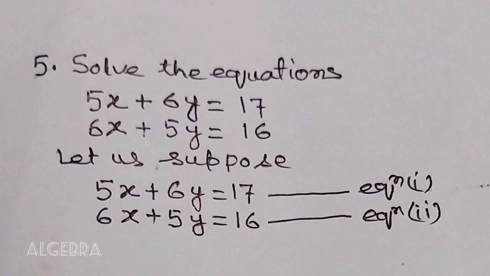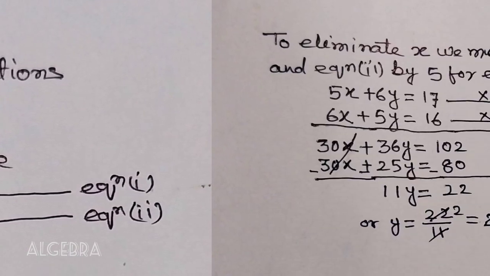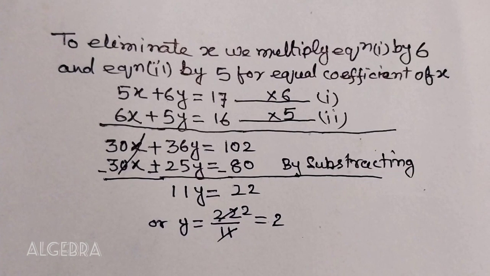Let us suppose 5x plus 6y is equal to 17, equation 1, and 6x plus 5y is equal to 16, equation 2. To eliminate x, we multiply equation 1 by 6 and equation 2 by 5 for equal coefficients of x. So 5x plus 6y is equal to 17 multiplied by 6 and 6x plus 5y is equal to 16 multiplied by 5. 30x plus 36y is equal to 102 and 30x plus 25y is equal to 80.